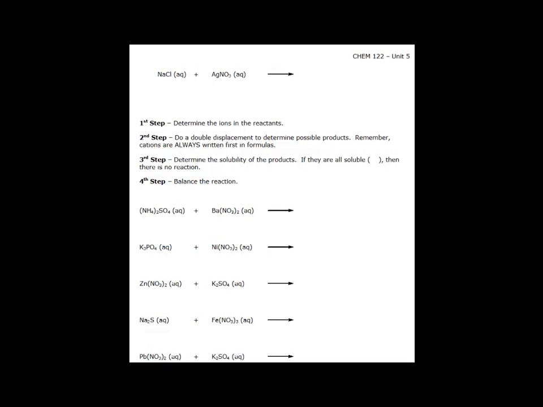So the first step is to determine the ions in the reactants. So kind of step backwards. Well, sodium chloride is made up of sodium ions and chloride ions. Silver nitrate is made up of silver ions and nitrate ions. And hopefully you're starting to see how much more we see polyatomic ions in Unit 5. So if you're rusty on your polyatomic ions, you're going to need to review them. And it will help you in so many ways.